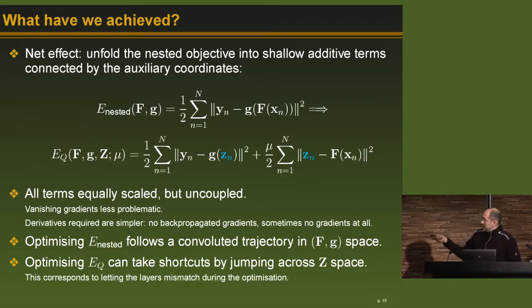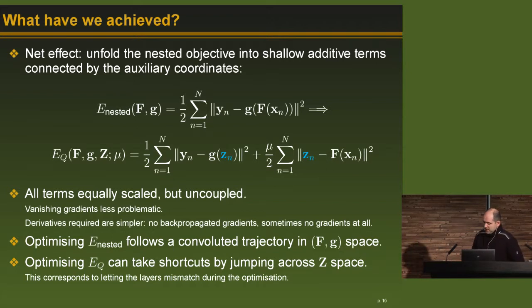Okay, so now we still have to optimize that. And it is obvious that alternating optimization is the way to go. We do alternating optimization over the coordinates, given the functions, and then over the functions, given the coordinates. This is the step over the functions, given the coordinates.